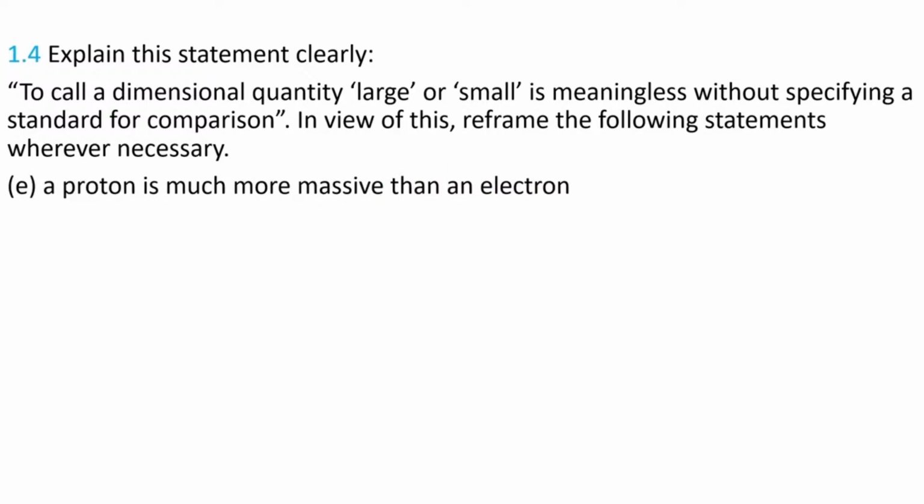Now, the fifth statement is the proton is much more massive than an electron. So the mass of a proton is compared to that of an electron. So here this statement needs a reframing. It is comparing the mass of a proton with respect to that of the electron, and obviously the mass of proton is much larger as compared to that of the electron. So here the reference is the mass of electron, and the mass of proton is compared and it is higher.